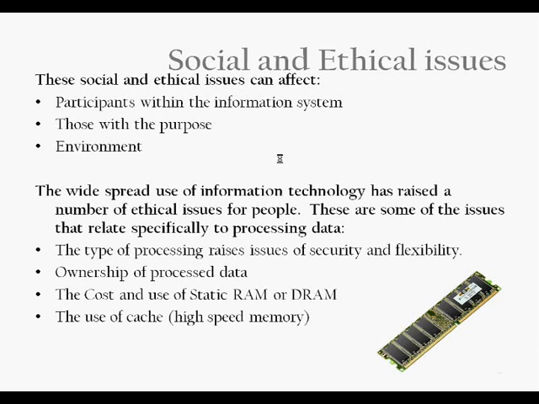The use of cache, high-speed memory. It is a high-speed memory located between the CPU and RAM. It improves performance by using SRAM and reducing the need for the CPU to access the slower DRAM.